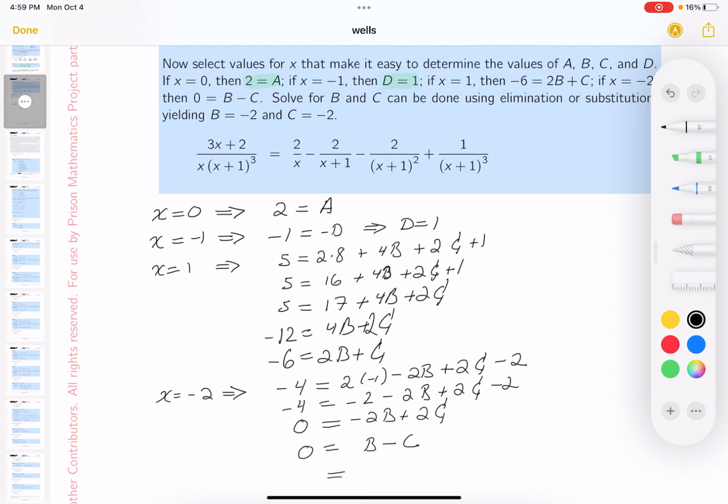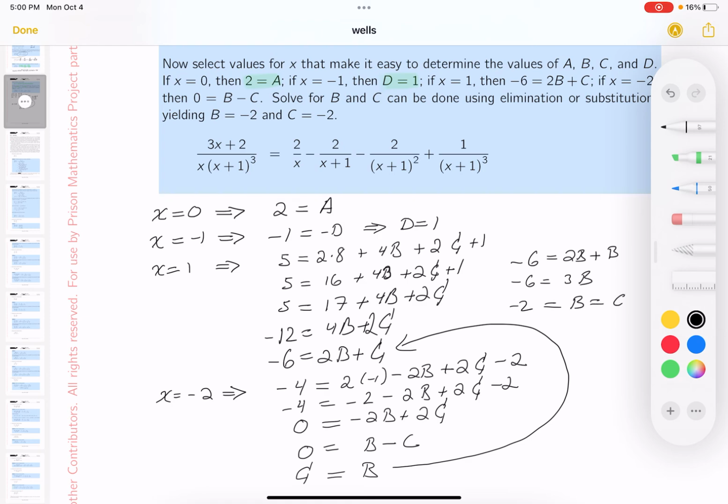What does this mean to me? B is equal to c. Whatever they are, they're equal. I still don't know what they are. So what I want to do, I want to take this and go up here and make a substitution. I'm going to do a substitution. Let me see what I get. Minus 6. If b equals c, I'm going to say it's 2b plus b. Minus 6 equals 3b. B would equal, let's see, that's minus 2, right? So that means c is equal to that too.